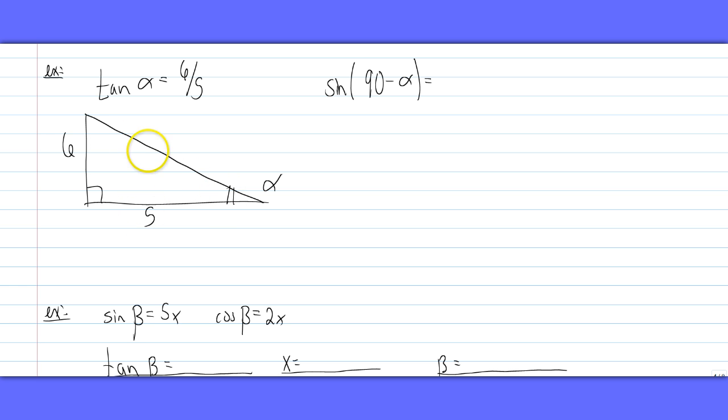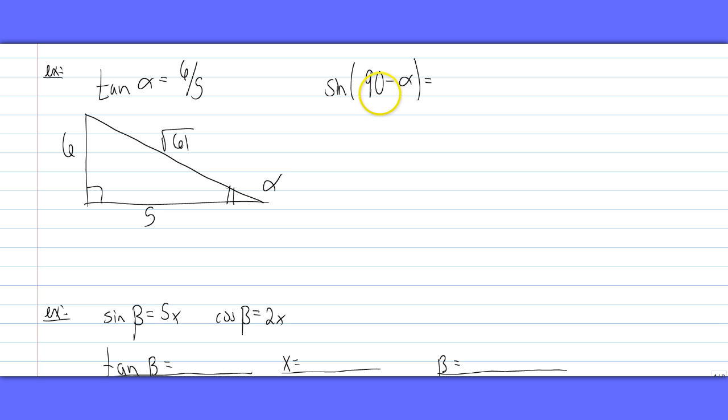Unlike the last one, this time I don't know the hypotenuse, but I do have two sides of the right triangle. So again, the Pythagorean Theorem applies. 6 squared plus 5 squared equals the hypotenuse squared. 36 plus 25 is 61. So this length is the square root of 61. So now we know all three sides of the right triangle, which is great.